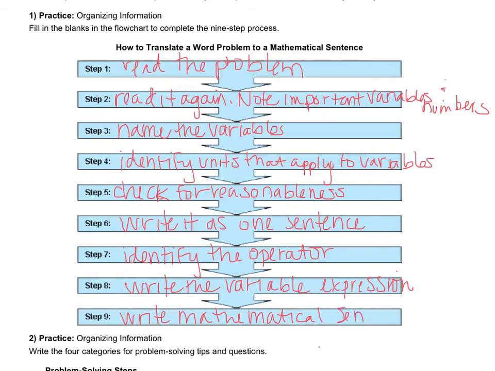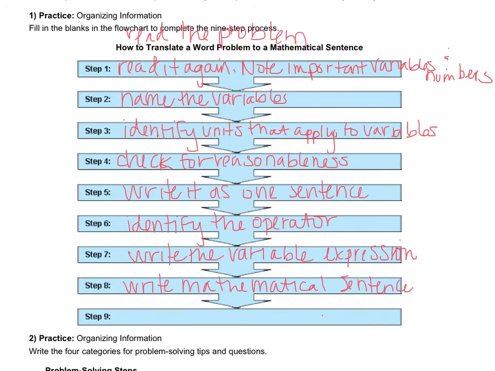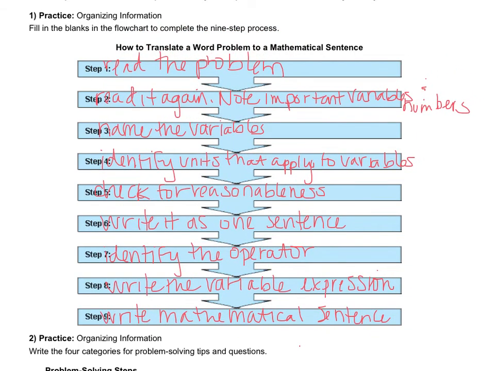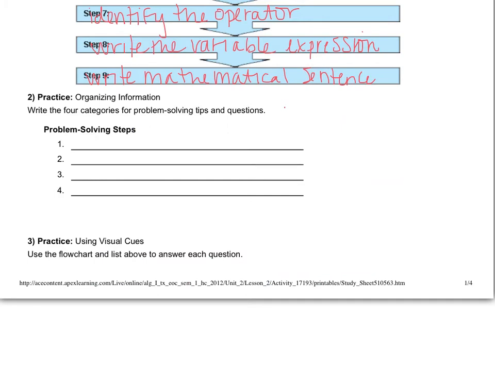This seems like a lot of steps just to get to writing an equation. But in reality, when you think about what you're doing, you're not really taking 2 or 3 minutes on each one of these. You're just taking about 10 seconds on each one. And so that's not really that much time. So we want to go ahead and look down at the next part, which is the 4 problem-solving steps.